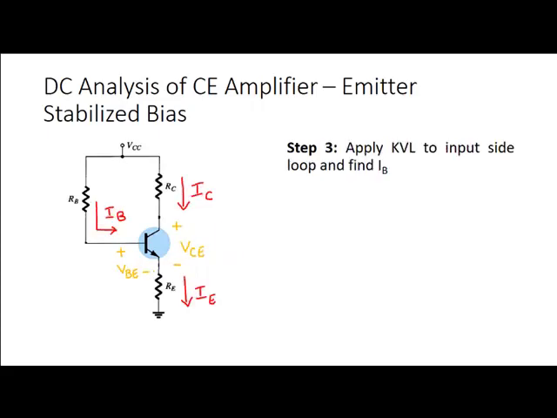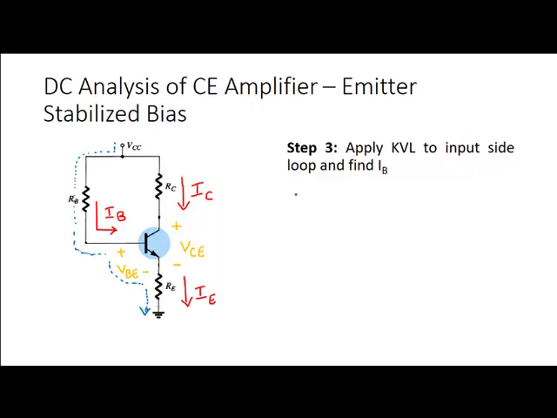In the next step, we will apply KVL to the input side loop and we will find the base current IB. So I'll have to apply KVL to the input side loop. We start applying KVL from VCC. Then we will move through base resistance RB. Then we will encounter the voltage drop VBE. And then we will encounter emitter resistance. And then we will encounter the ground. So this is the path in which I should apply KVL.